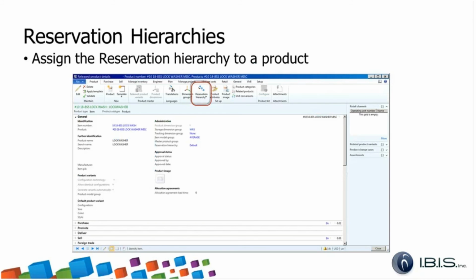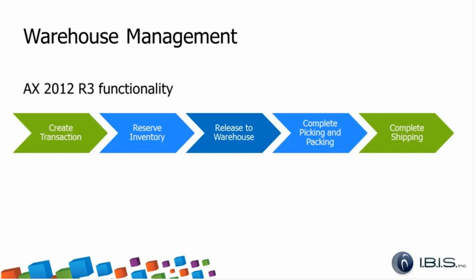So real quick, the setup of a reservation hierarchy against a released product is on the released products form and is marked on this slide by the red circle on this released product. So this is where you would set up the reservation hierarchy against an item. And for your reference, this slide shows the steps that will be followed in the R3 WMS functionality and where the reservation and release to warehouse functions will fall within this process. So we're going to talk a little bit more about this. Just wanted to make sure you're aware of where the reservation occurs within that process.